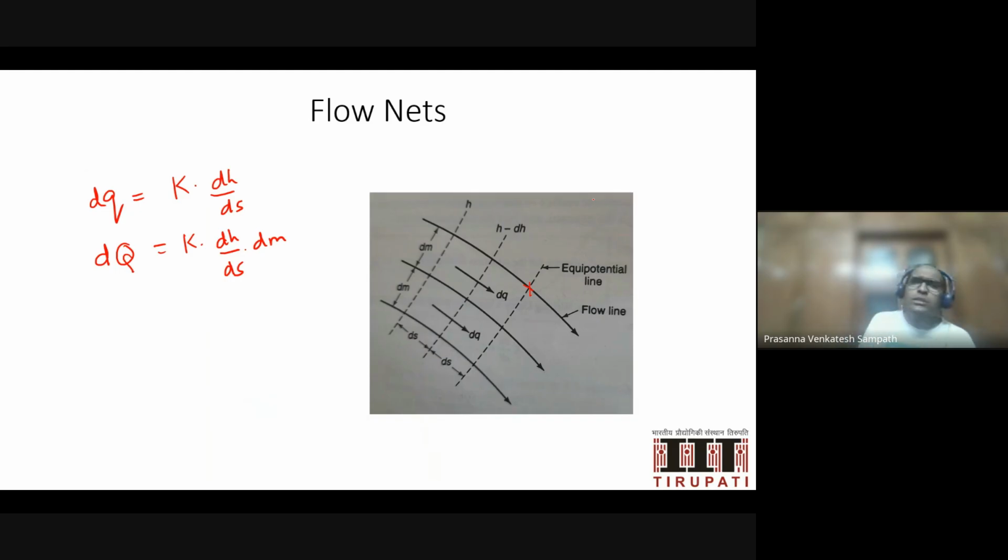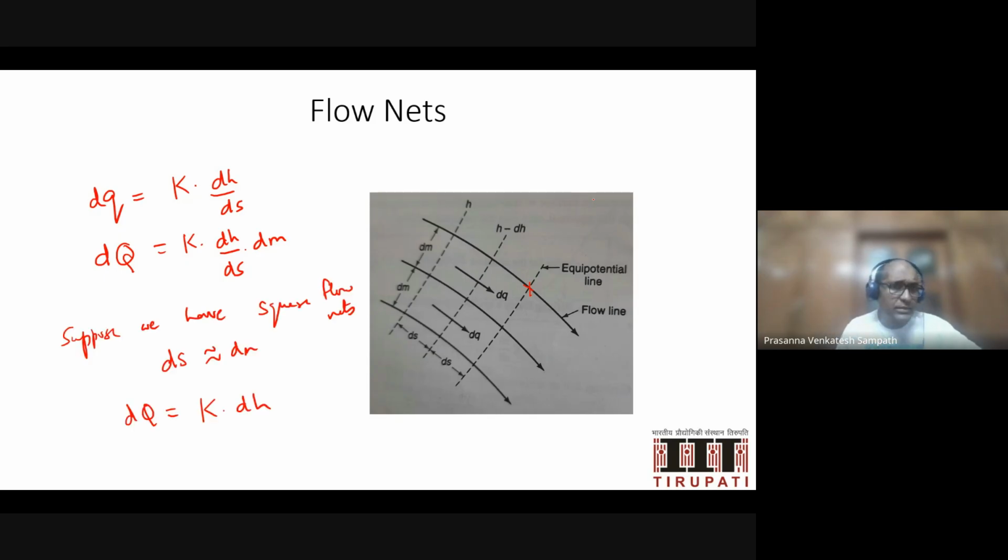Now suppose I were to do this task in a very careful manner, in such a way that I have a square kind of flow net. Basically, I have a series of equipotential lines and a bunch of flow lines which are orthogonal to these equipotential lines. The resulting representation is what we refer to as a flow net, because it looks like a net. There are squares created between the equipotential lines and the flow lines.